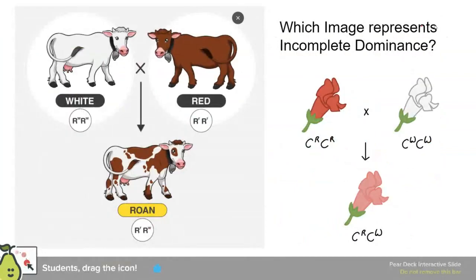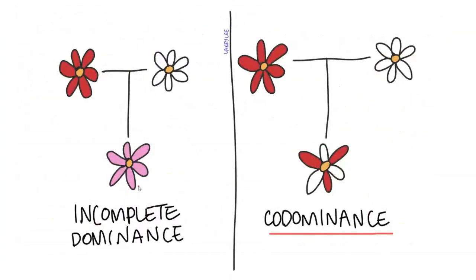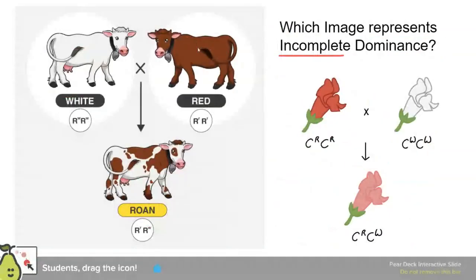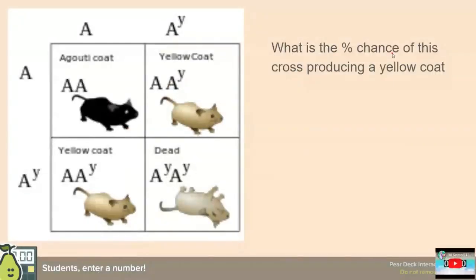Now let's look at this picture. Which image represents incomplete dominance? Well, we said earlier incomplete dominance is blending. So these cows, I have a white cow and a red cow, and it looks like both white and red are expressed. So that is codominance. If I'm looking for incomplete dominance, I'm going to look for blending of the two traits. So this would be the correct answer.